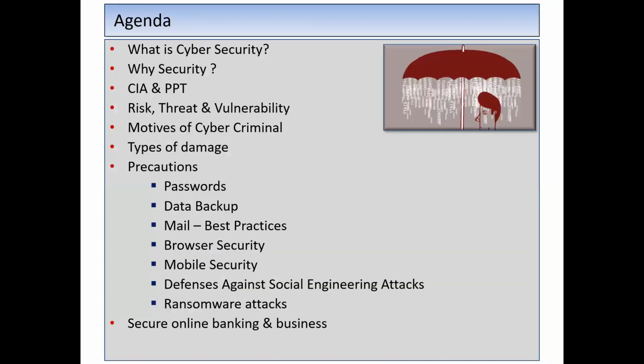So in this session, this is the agenda of the training: what exactly is cybersecurity, why we require security, and what we mean by the CIA and PPT. Normally, when we say PPT, we mean a PowerPoint presentation, but with respect to security, it is not. We are going to talk about the risks, threats, and vulnerabilities, the motives of cyber criminals and why they do it, the various kinds of damages from various aspects, and the precautions, like how we can protect our systems from cyber criminals. And of course, there will be a question session. So this is the agenda of this particular session.